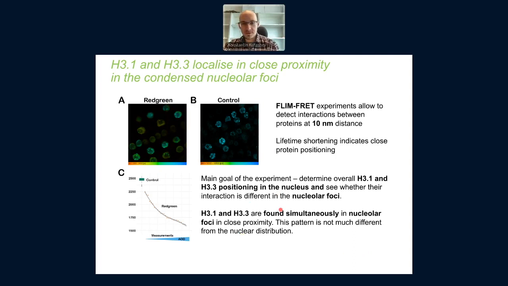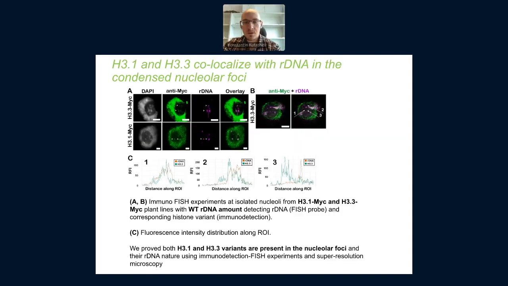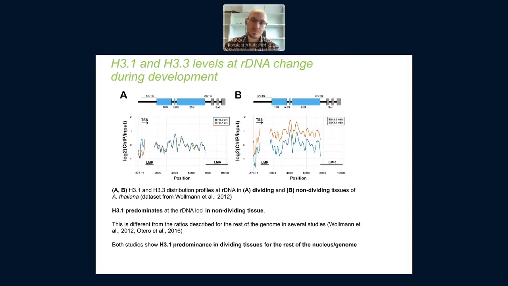With this data, we identified that H31 and H33 are positioned in close proximity within these foci, and this pattern is not very different from the rest of the nucleoplasm. And here, with data from simultaneous immunodetection and FISH, we show more directly that H31 and H33 are associated with RDNA. As you can see here, the arrows indicate the places of colocalization.